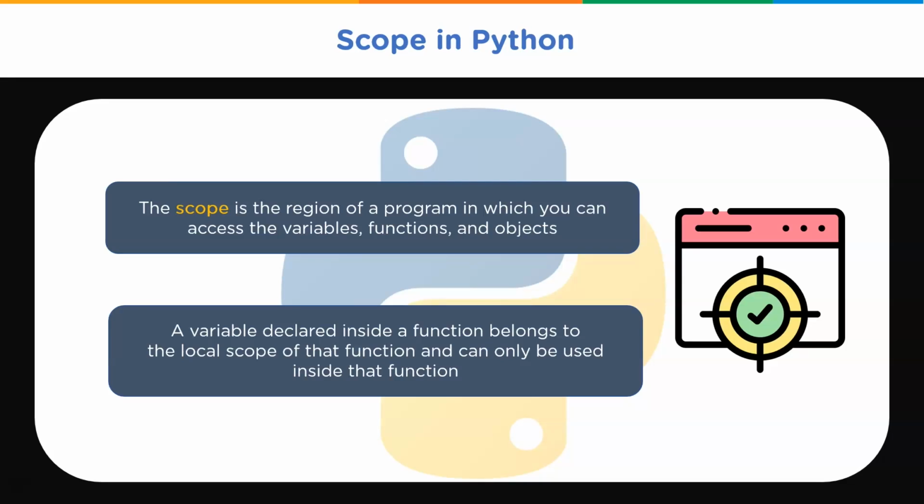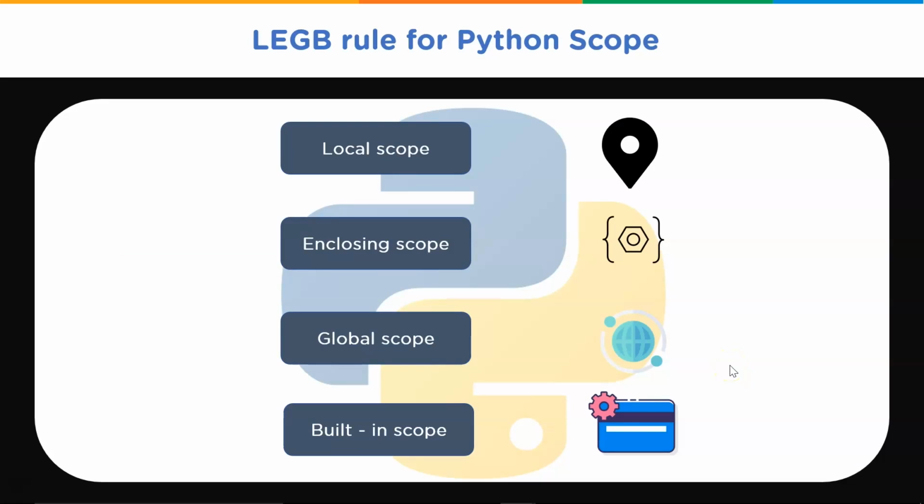A variable declared inside a function belongs to the local scope of that function and can only be used inside that function. Now, whenever you use a name such as a variable name or a function name, Python will search through different scope levels or namespaces to determine whether the name exists or not. So Python resolves names using the LEGB rule. The LEGB stands for local, enclosed, global and built-in scope.